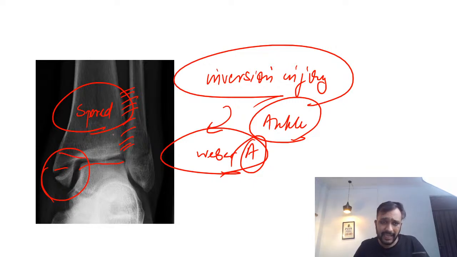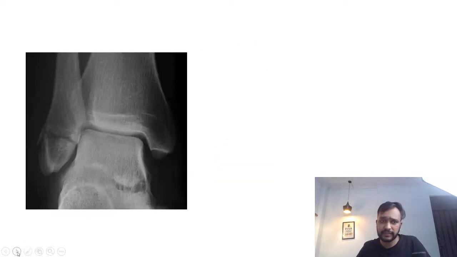In type B, there is involvement of the syndesmosis between the tibia and fibula, and in type C, there is a high fracture of the fibula as well.